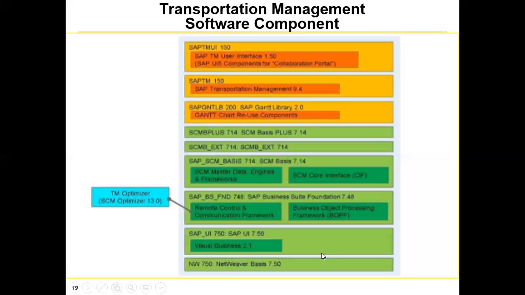It is known as SCMB EXT 714. Basically, it is the extension capability, or additional activities required to do the integration with the other non-SAP external worlds. Next is SCM Basis 714, which has two components like master data, engines and frameworks, okay, and also CIF.